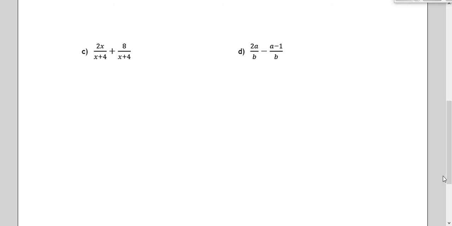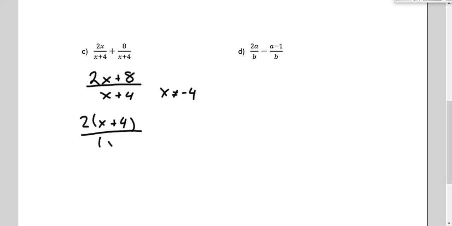Okay. 2x plus 8 all over x plus 4. X cannot equal negative 4. Factor out a 2. These cross out, so we're just left with 2. It's really satisfying sometimes when it works out so nicely.